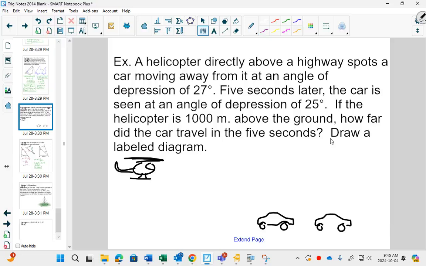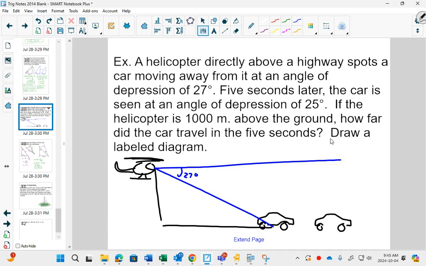Spots a car moving away from it at an angle of depression. So angle of depression is always looking from a horizontal line, looking down. So here's the first car. This would be 27 degrees. Here's the highway, and the helicopter is straight above the highway. So there's a 90-degree triangle.